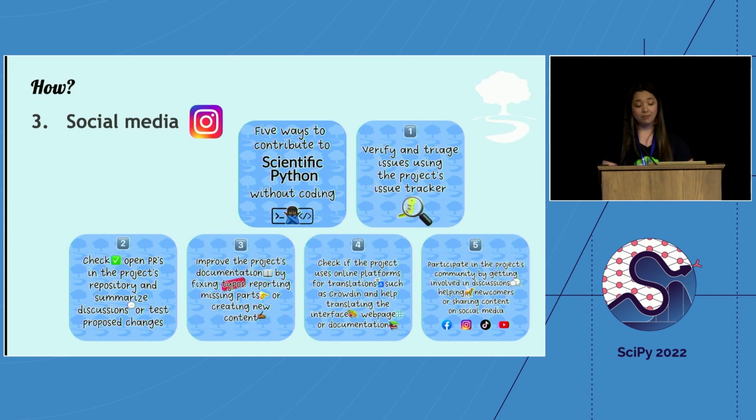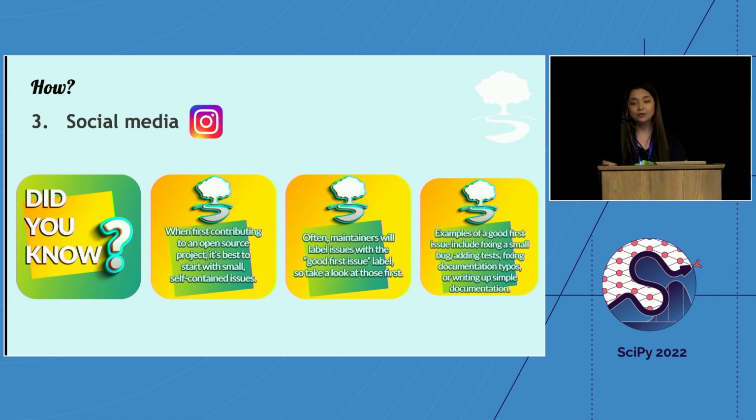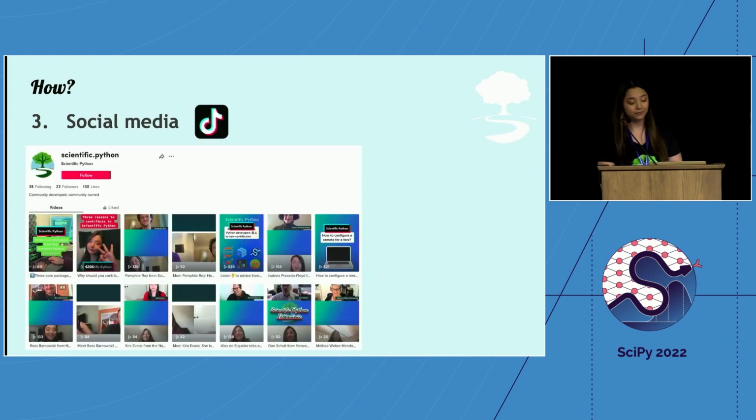This is a post that I made about 5 ways to contribute to scientific Python, and this is actually the content from one of the videos. So it's very easy to just take the content that you want and present it in very different ways. This is also another example of a post that I made. Basically, it tells people that you can look in the repository of the packages for the good first issue tag and start contributing, which is very useful to know.